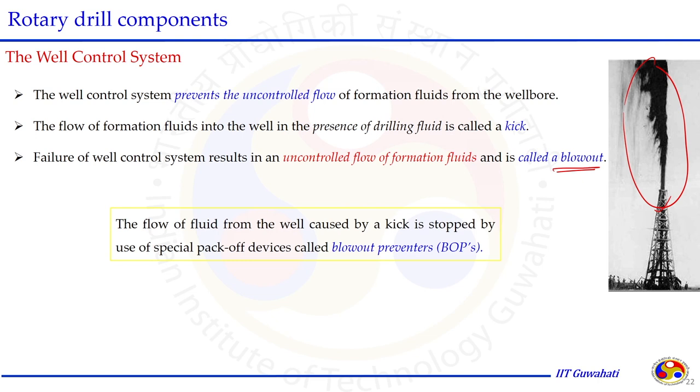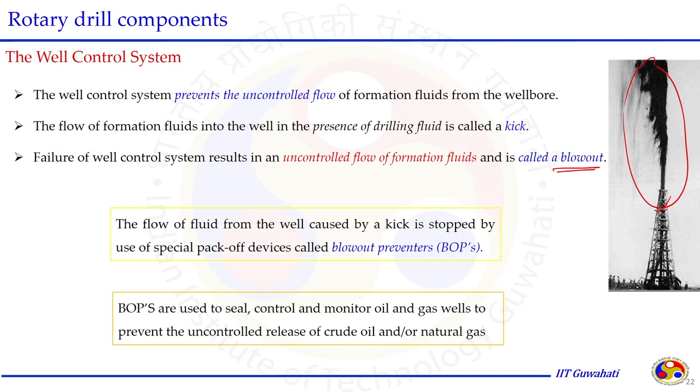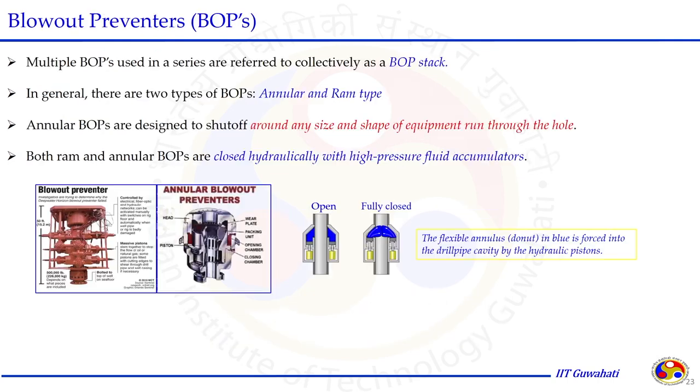The flow of fluid from the well caused by a kick is stopped by the use of a special pack of devices called the blowout preventer or BOPs. So the BOPs are used to seal, control, and monitor oil and gas wells to prevent the uncontrolled release of crude oil and/or natural gas to the surface. These blowout preventers can be just a single device, but usually they are put in a stack, and that's why they call it the BOP stack in the system.